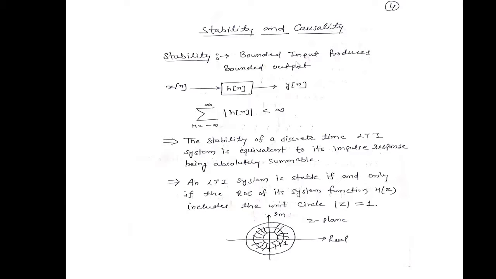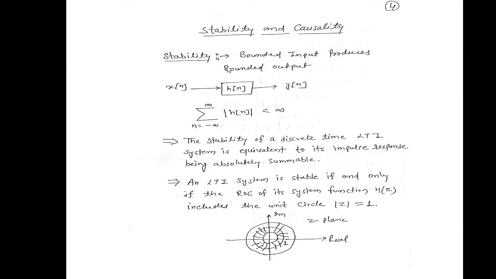Now we come to another very important point, that is stability and causality. So what is stability? The meaning of stability is bounded input produces bounded output. When we have any LTI system with impulse response h of n and any discrete time sequence is applied to that particular LTI system, then it will produce y of n, which is the convolution of this h of n and this x of n.